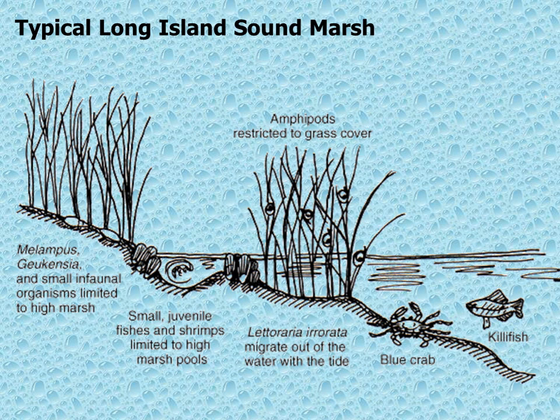Then you have some amphipods that are present in those habitats. You can see the ribbed mussels that are there. You might get small juvenile shrimp and fishes in some of the more tide pool-like habitats of the salt marsh. And then in the upper marsh, you have other organisms like Melampus, you have some Geukensia, and then you have the Spartina patens that help set up the middle marsh area for Long Island Sound. So you have all these critters interacting with one another in these habitats.